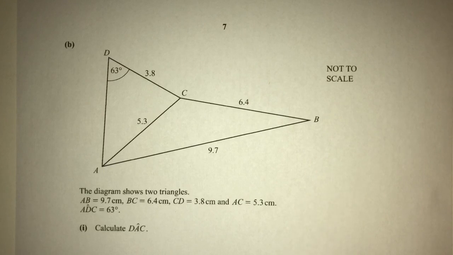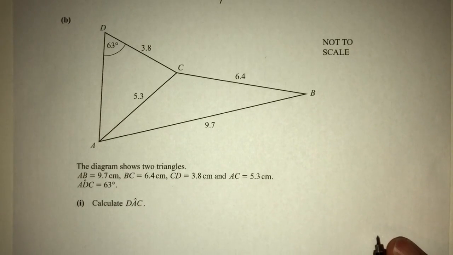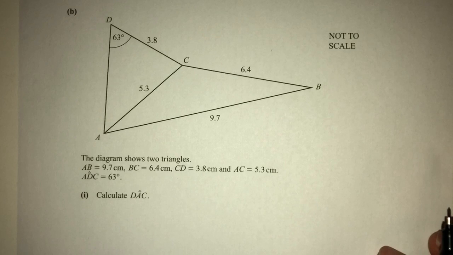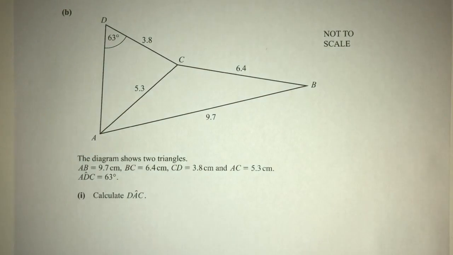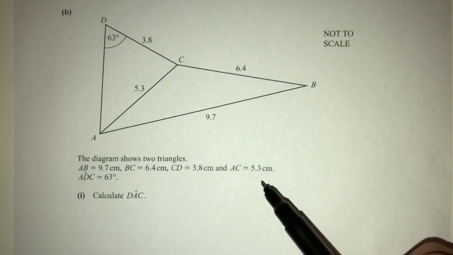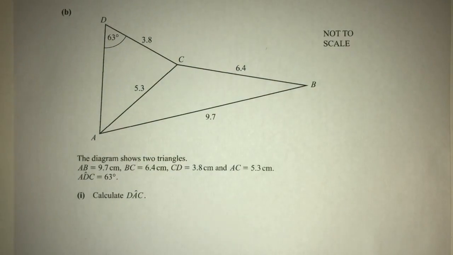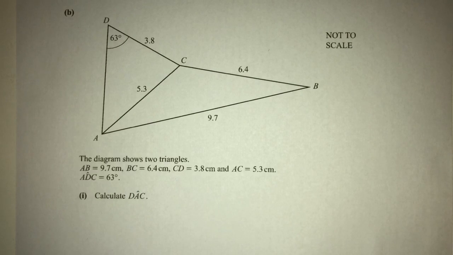This is triangles again, okay. Now the diagram shows two triangles. AB is 9.7, BC is 6.4, CD is 3.8, and AC is 5.3. Okay. Now this is the angle given to us. Now what else can we have?